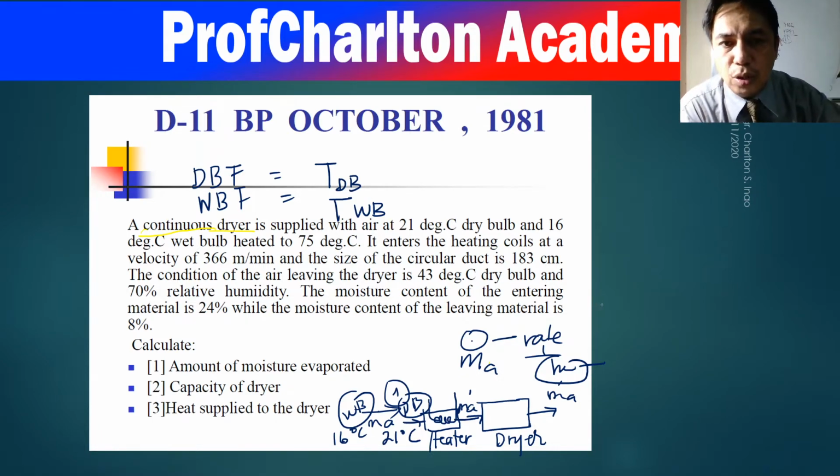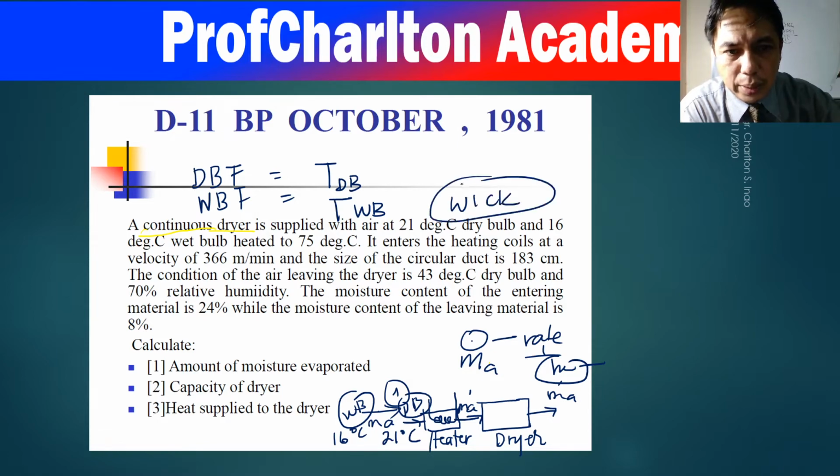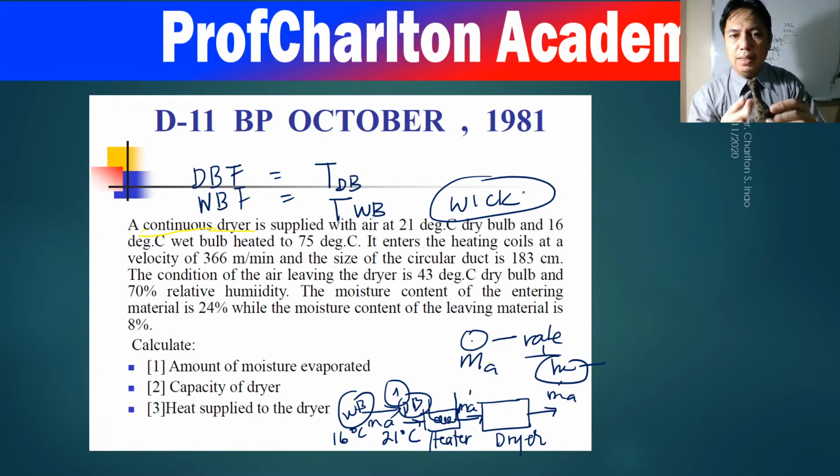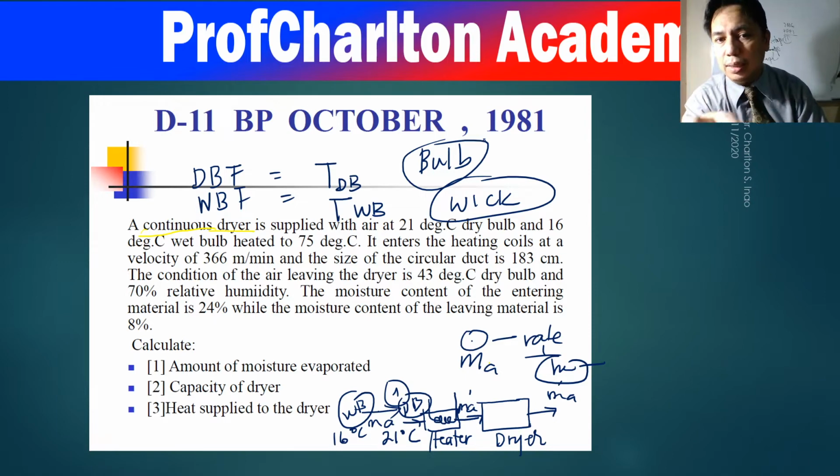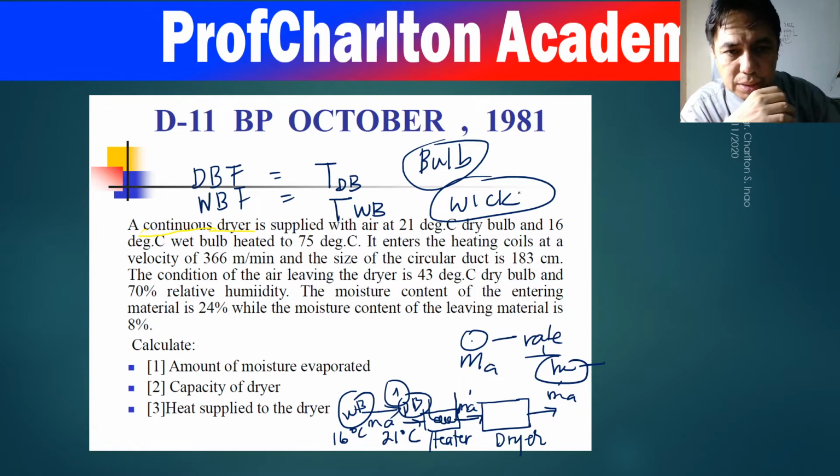So the wet bulb is a thermometer that has a wick, a material like the fiber in plants or in cloth. The portion that measures the temperature is called the bulb. So at that portion of the wet bulb thermometer, there's a wick. It's a special material that is really intended to measure the wet bulb temperature.